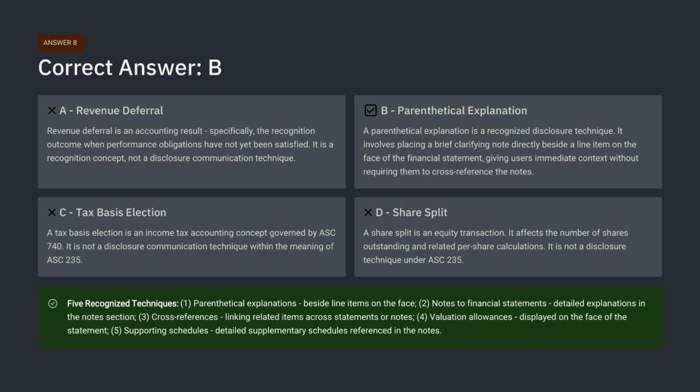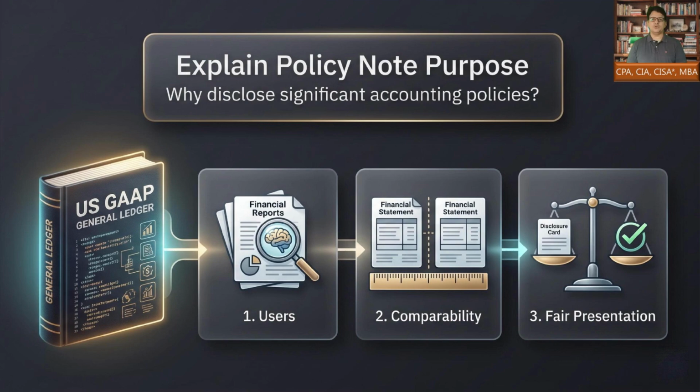The 5 techniques to remember are parenthetical explanations, notes to financial statements, cross-references, valuation allowances, and supporting schedules. In simple words, choose the tool that communicates clearly without making the reader hunt for clues. Now we move to short answer 1.